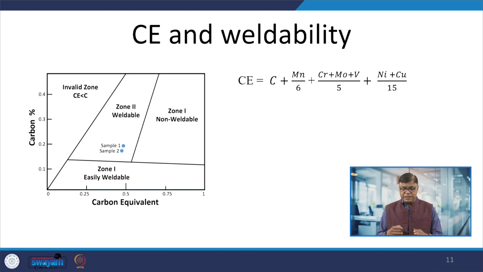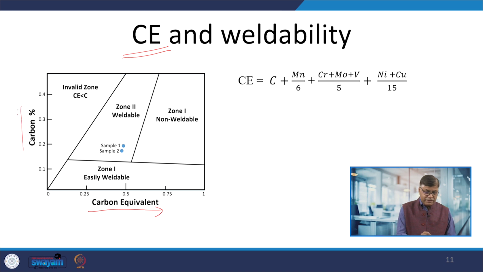Okay, so this preheat temperature determination is based on the Graville diagram, which considers the carbon equivalent, and based on that the weldability aspect is determined. So, the carbon equivalent and the carbon content, these are the two aspects. So, when the carbon content is about say 0.13 and for the entire carbon content up to about 0.3, the carbon equivalent is over a wide range.